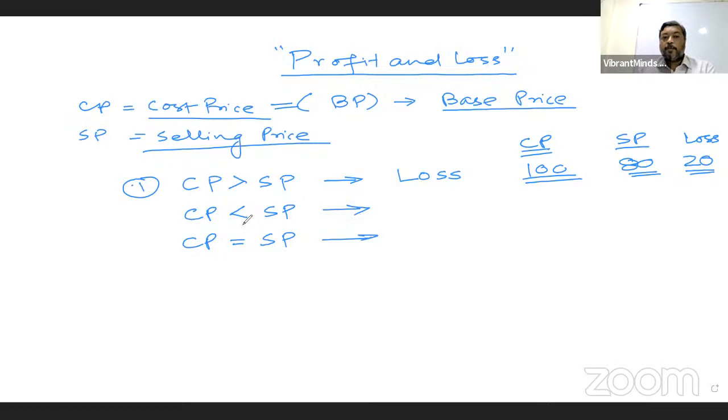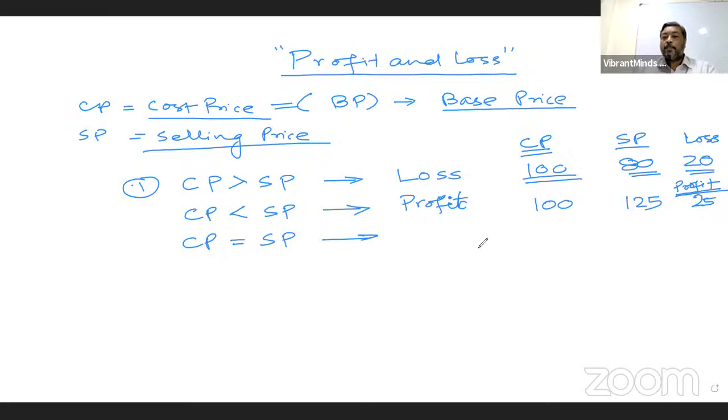Suppose cost price is less than selling price. What we get? We get a profit. Now understand one more thing. If cost price is 100 and we are selling it for 125, the investment was 100, but the return on investment was 125. So 25 is the extra money which we are getting for that product. This 25 is your profit.